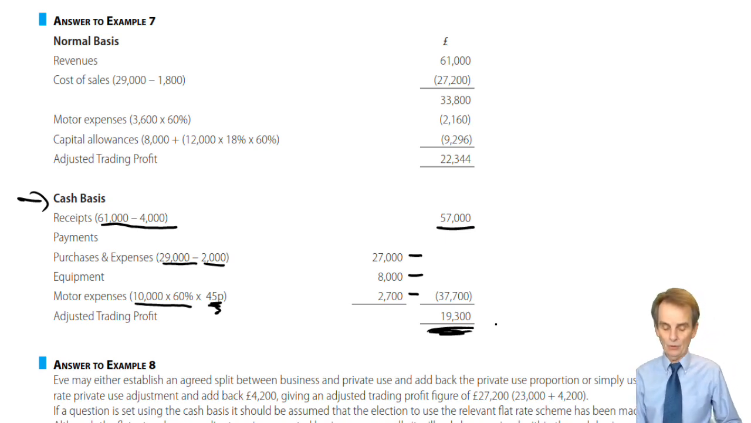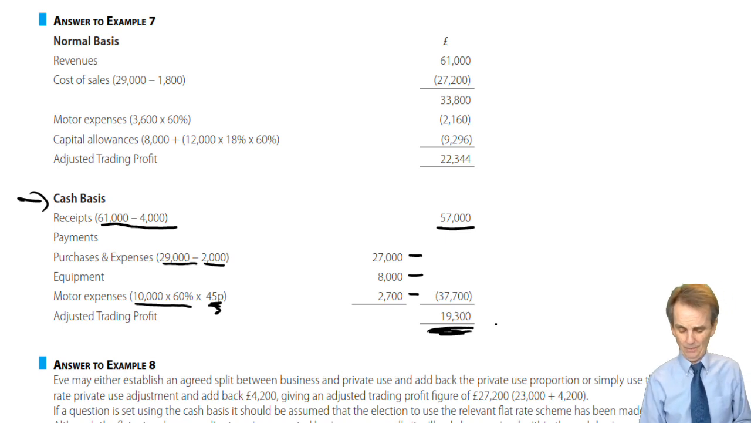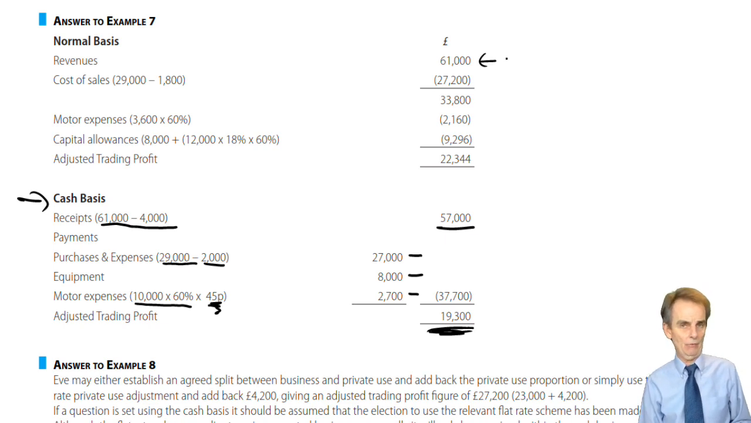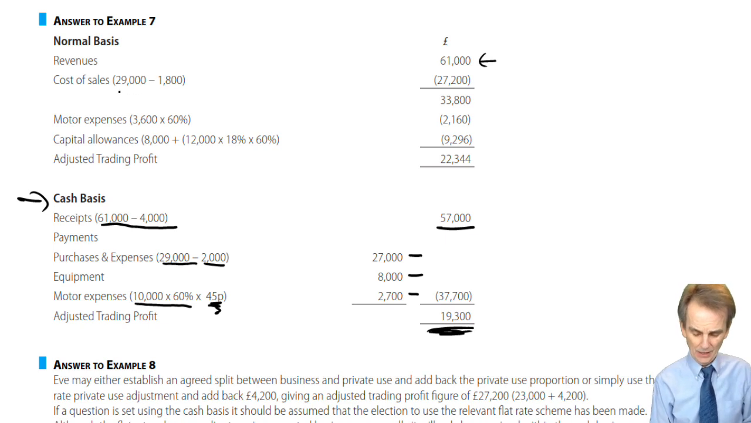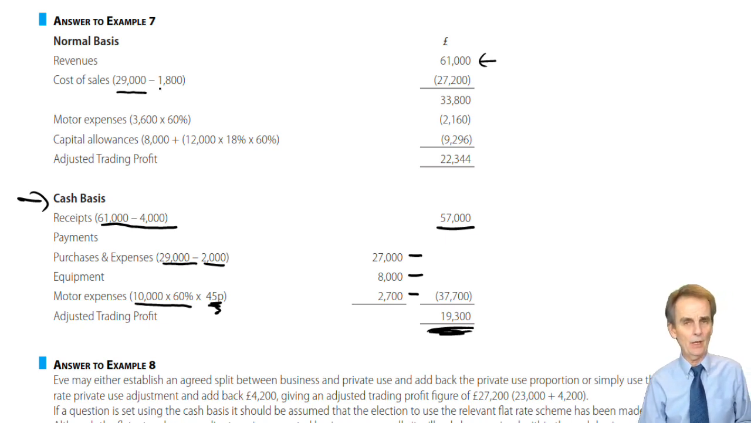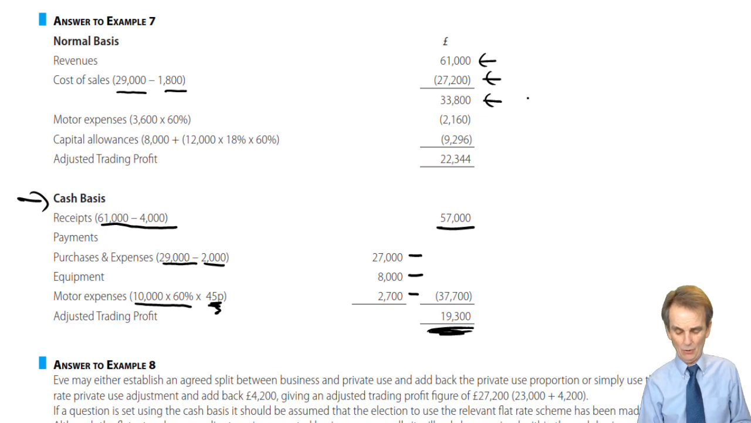Rather more tiresome, of course, using our old accrual system. We know what the sales revenues were, 21. We then need to deduct from that the cost of sales. Now, there was no opening stock, it was a new business that started to trade. So the purchases and expenses were 29,000, and we had an £1,800 closing stock. So we take that away in getting our cost of sales and down to our gross profit. Again, same figure here for accounting and tax purposes.